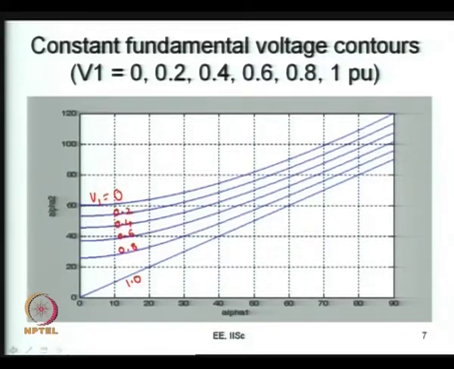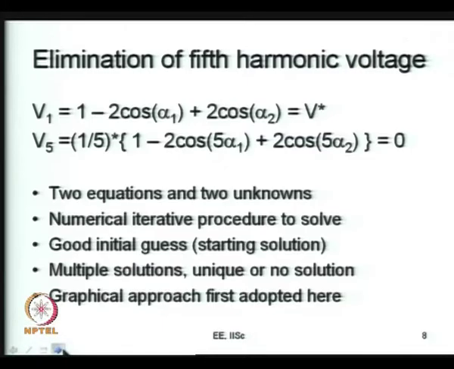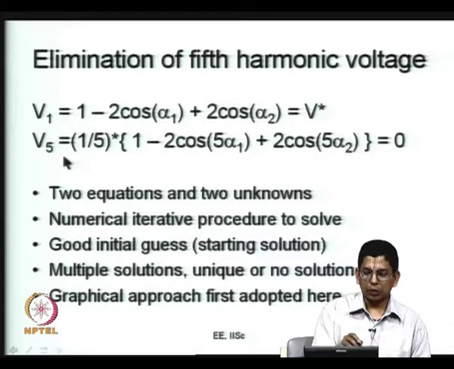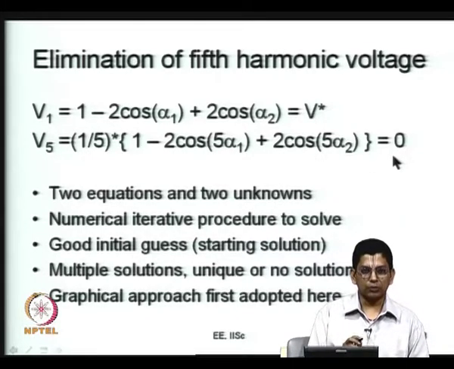So, we do not have to worry about the triplet harmonics as we saw earlier. We will only first worry about the fifth harmonic now. And this is the specific problem of fifth harmonic elimination, which again we discussed in the last class. We want the fundamental voltage to be equal to the desired value. The alpha 1 and alpha 2 should be such that the fundamental voltage is equal to the desired value. At the same time, the alpha 1 and alpha 2 have to be such that the fifth harmonic has got to be 0. This is the problem of fifth harmonic elimination.